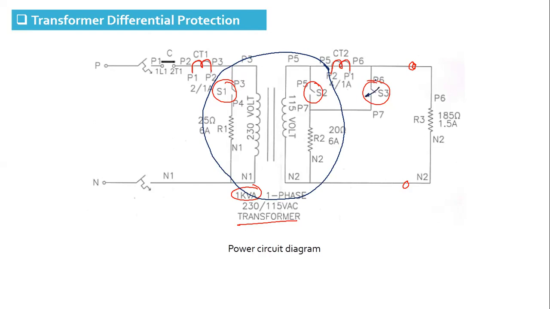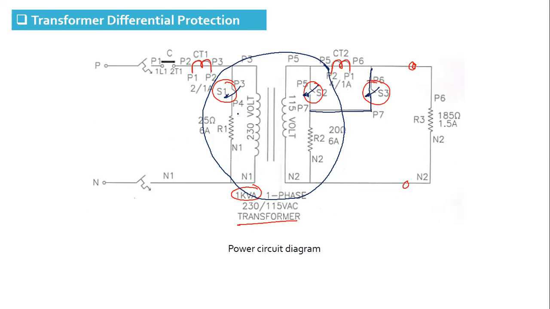So when we close switch S3, that fault will be considered an external fault, which is outside the zone of protection. When we close switch S2, there will be a fault on the secondary side, which is 115 volt. And when we close switch S1, the fault will be on the primary side, that is on 230 volt. Okay.